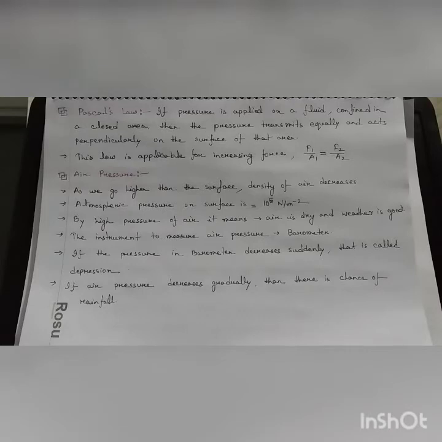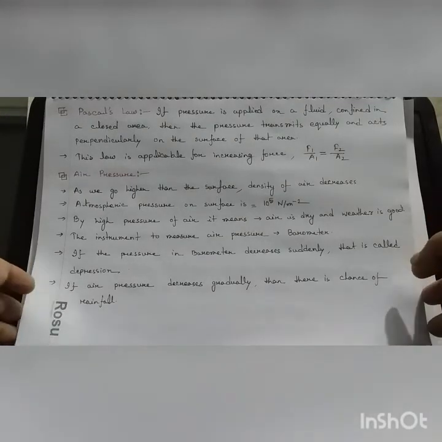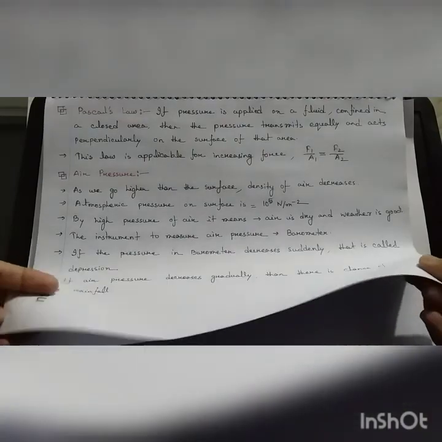This is an important topic because by measuring air pressure or observing its condition, we can forecast or predict our weather update. So it is important, and these specific points are important for your MCQ, multiple choice questions. So try to remember all these points. Next we will look at some more points related to air pressure.